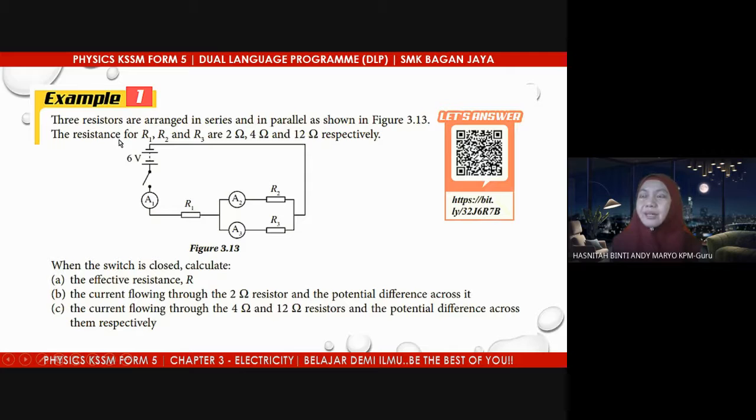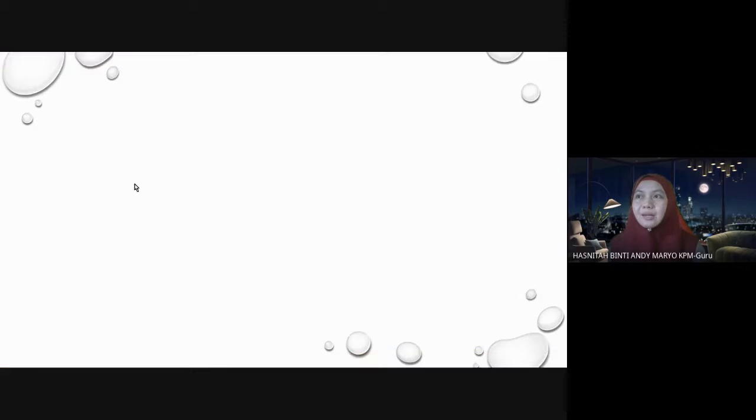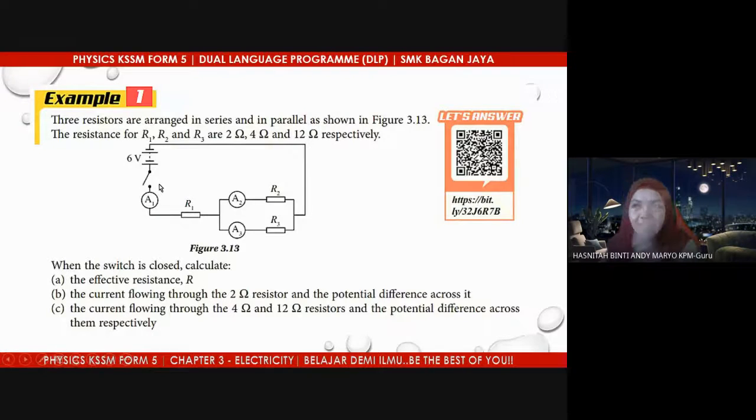Okay, and given the resistance for each is 2, 4 and 12. So they are not identical. They all have different resistance. R1 is 2 ohm, R2 is 4 ohm, and R3 is 12 ohm respectively. Okay, when the switch is closed, switch closed means the switch is connected. Switch closed means you close this so it is connected, which means the switch is on. So on means the circuit is completed, current flows in the circuit.